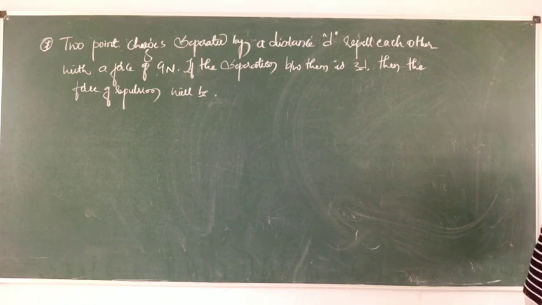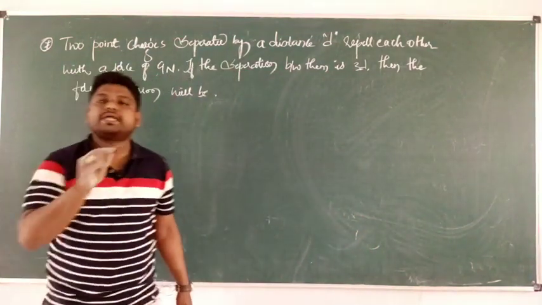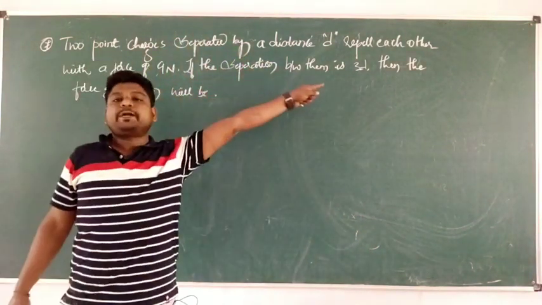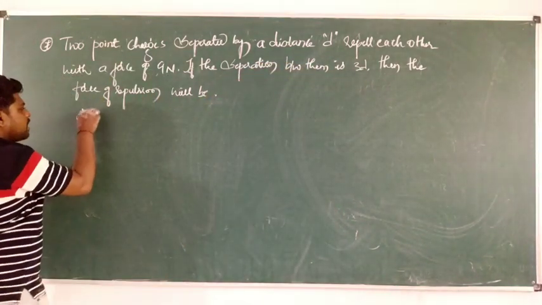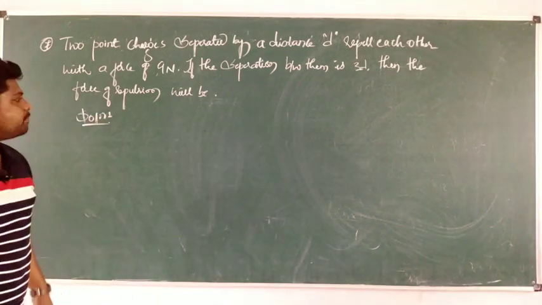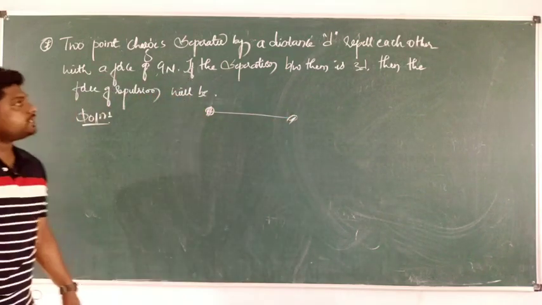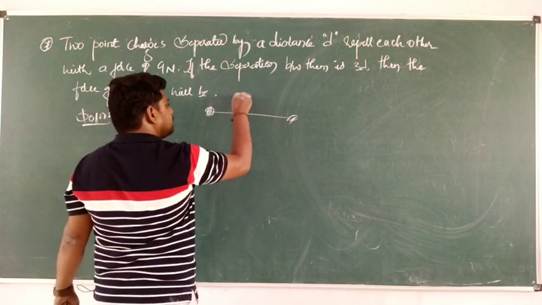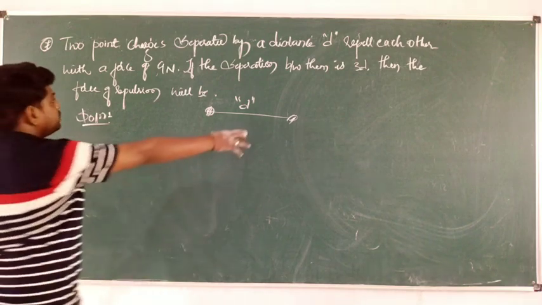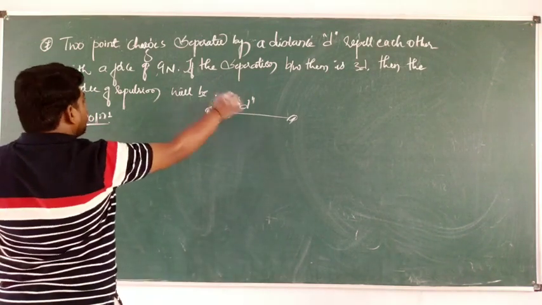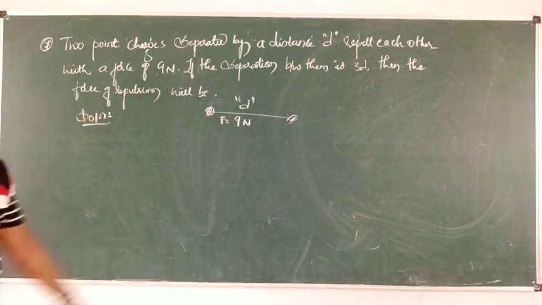What is happening here? What is the question? There are two point charges which are separated by a distance d. Let us analyze this problem step by step. How many charges are there? There are two point charges. These two point charges are separated by a distance d. These two point charges are experiencing a force of how much? 9 Newton.